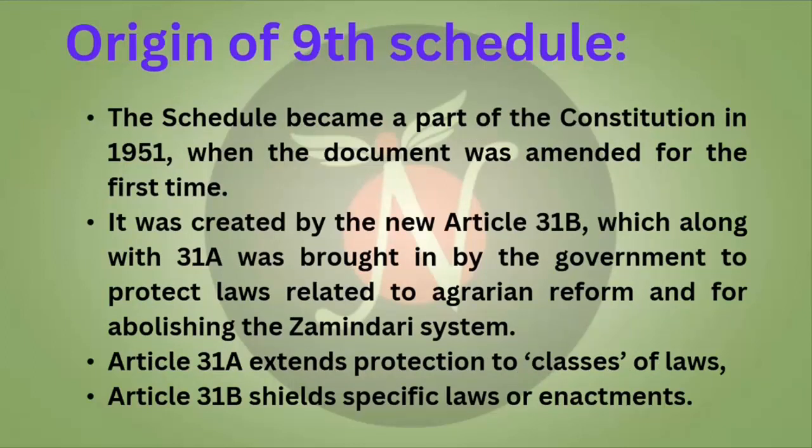Now we will discuss the origin of this particular schedule. The schedule became a part of the Constitution in 1951 when the document was amended for the first time, and it was created by the new Article 31B, which along with 31A was brought in by the government to protect laws related to agrarian reform and for abolishing the zamindari system. Article 31A extends protection to classes of laws, whereas Article 31B shields specific laws or enactments.